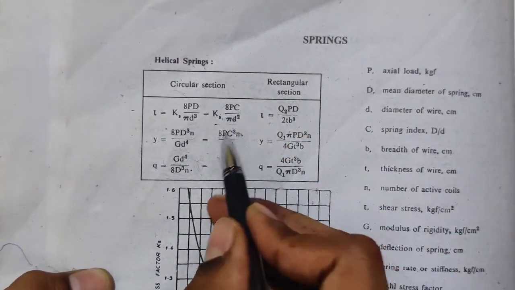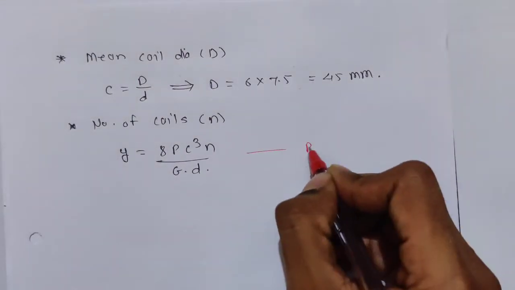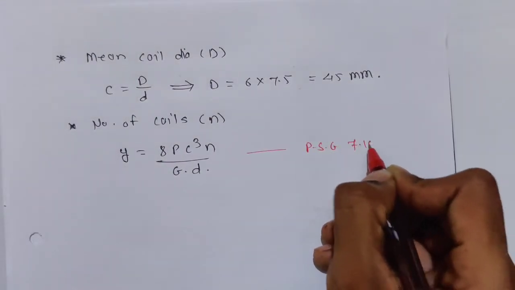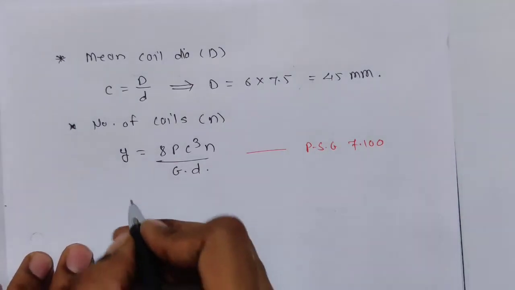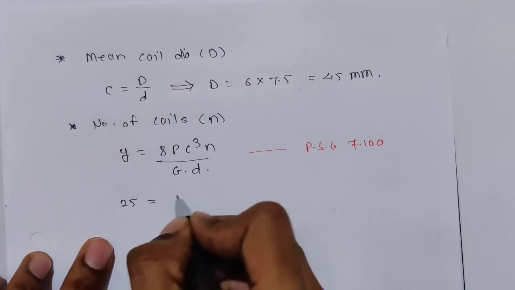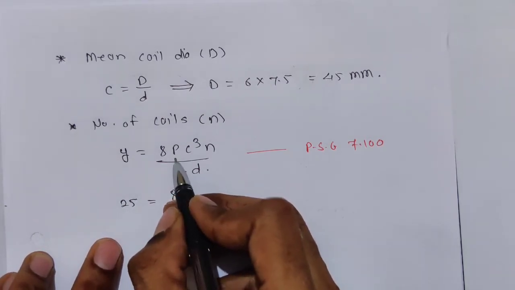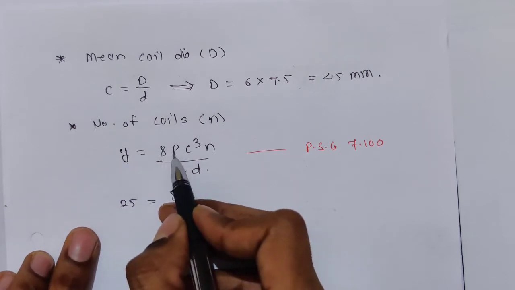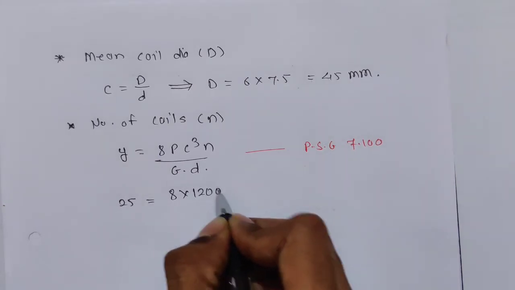So this is the formula, PSG 7.100. So what all do we know now? y is 25 mm, given. Load: here you have to consider the maximum load, because this deflection is for 1200. It is mentioned that the compression at the maximum load is 25 mm, so we are considering the maximum load.